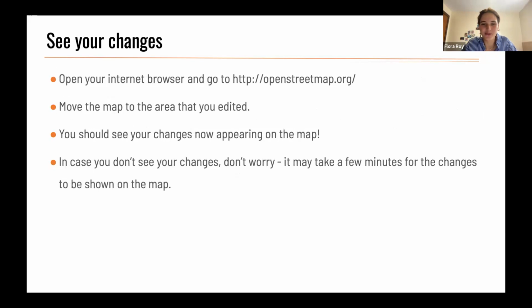Right, and once you've uploaded that, you can go to openstreetmap.org and you can actually move to the area that you edited, and then you can see the changes appear on the map. In case you don't see them, it might just take a couple of minutes for them to show up, but if you wait a bit, you'll see your first changes show up on the OpenStreetMap servers, so that's really cool. Next slide, please.